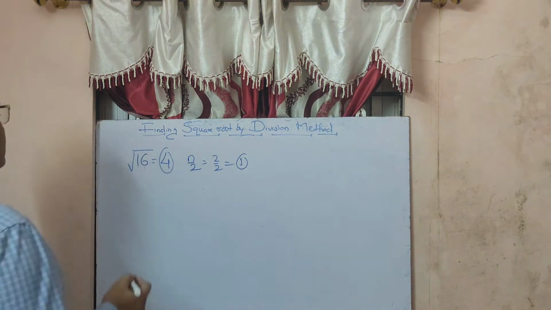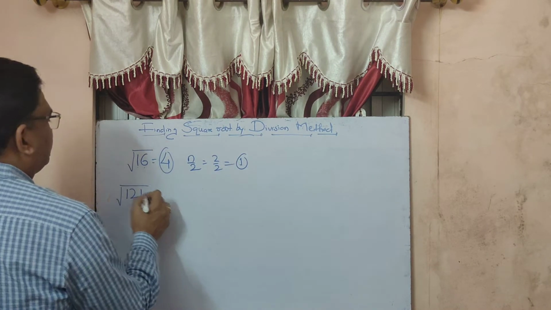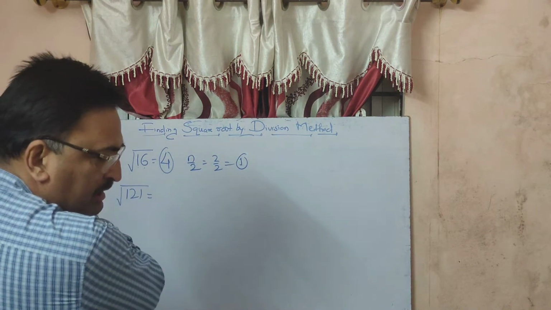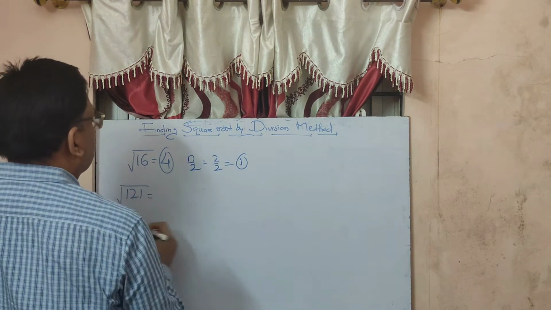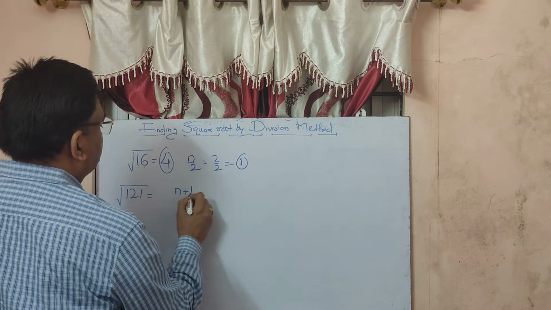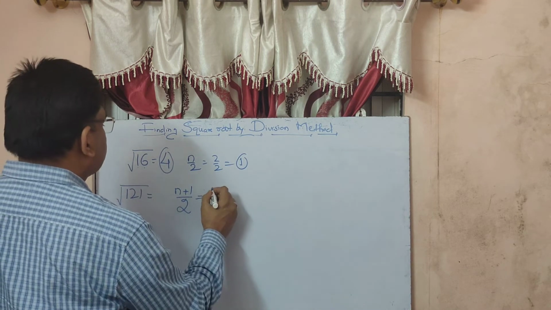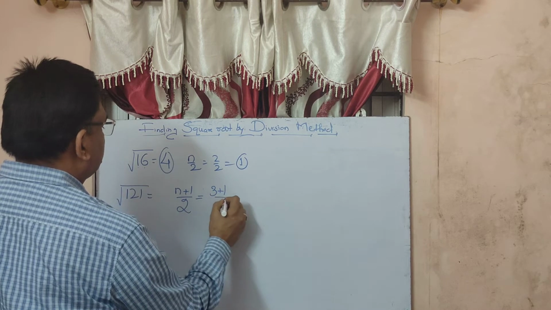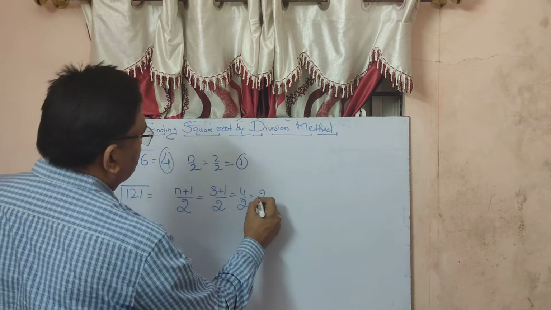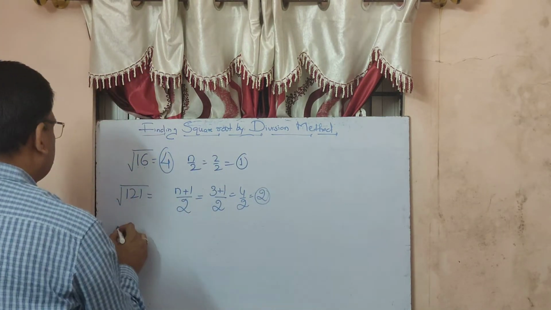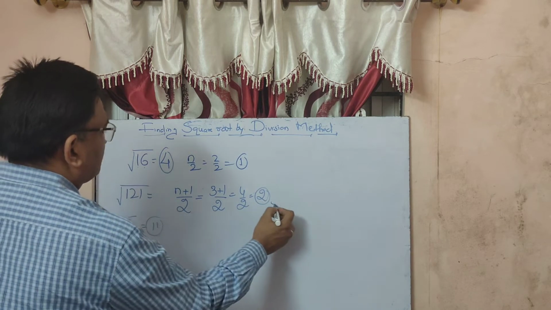For example, another one. If it is 121, the number of digits is how much? 1, 2, 3. This is an odd number. If it is an odd number, the number of digits of the square root will be n plus 1 upon 2. That is, n means 3, 3 plus 1 divided by 2, that is 4 upon 2, that is 2. So we know the square root of 121 is 11. You can see 2 digits here.